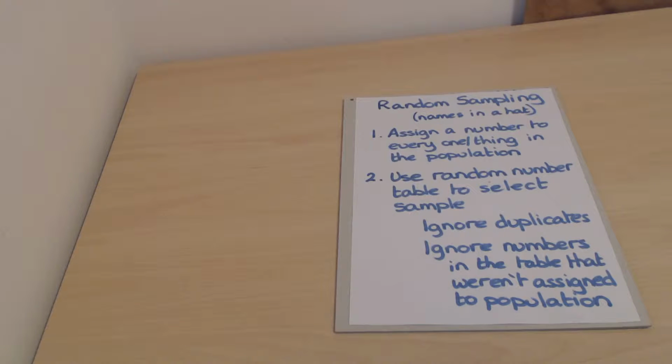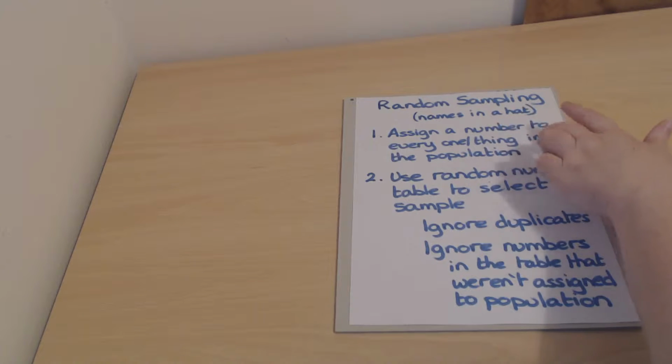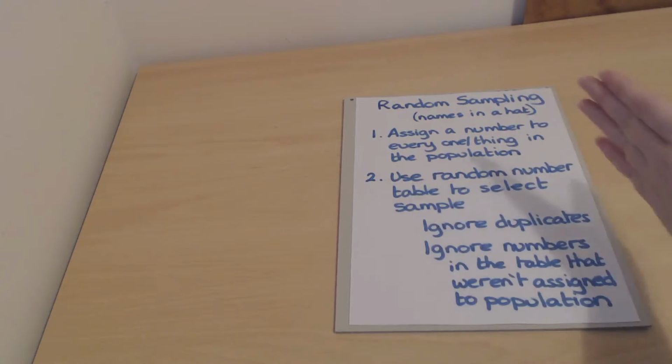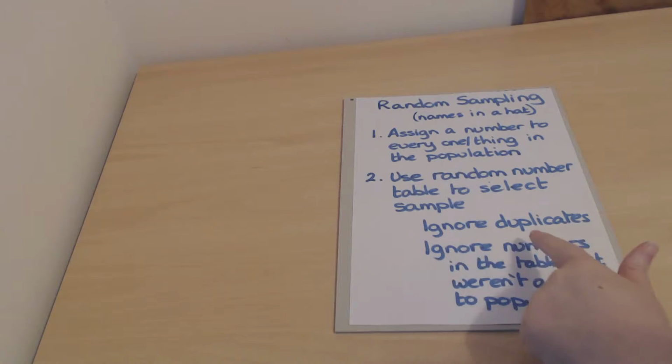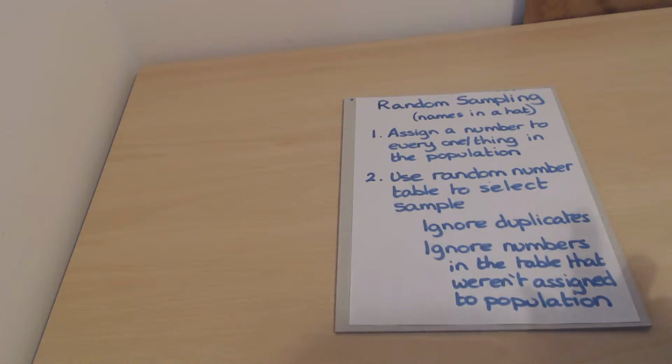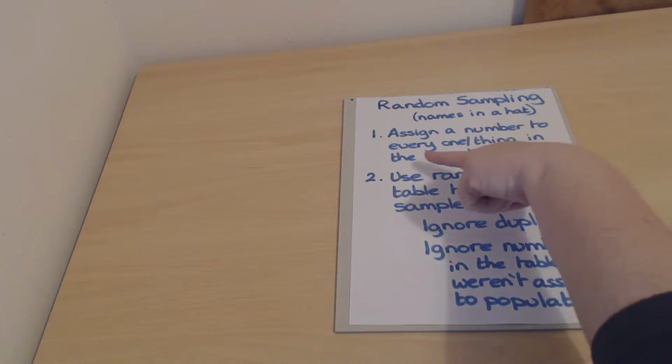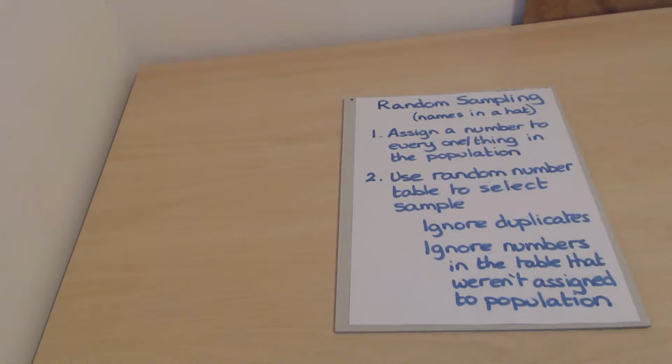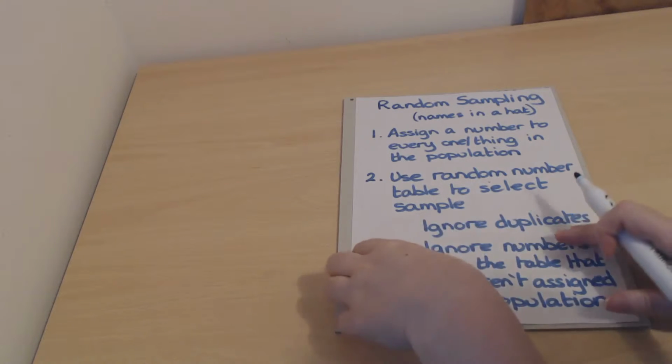We simply start with the first number in the table, and if that fits with one of the numbers we've assigned to the population, then that's the first person or thing that's going to be sampled. And we keep going along like that. We ignore any duplicates. If the same number comes up again, you can't sample the same person or thing again. That doesn't make sense, so we just skip over them. We would also ignore any numbers that weren't assigned to a thing or a person in the first step. So let's look at this in practice.